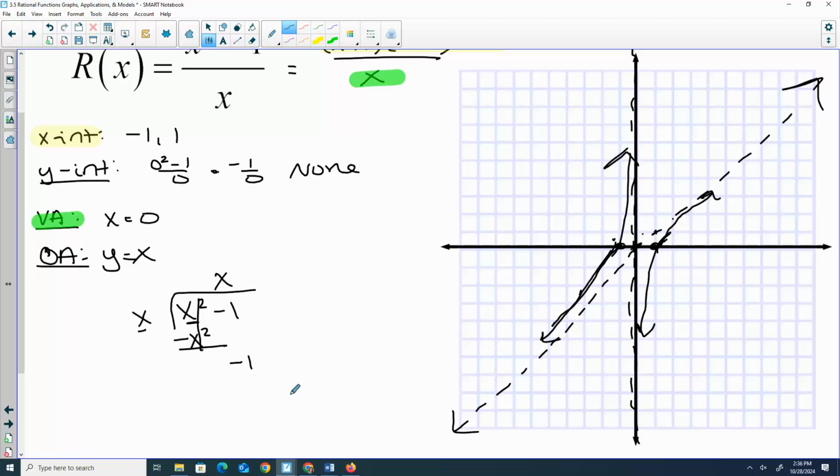If you weren't sure about that, could you plug in some test points and check it? Absolutely. Could you, on homework, double check yourself with a graphing tool? Absolutely. Those things are available to you.